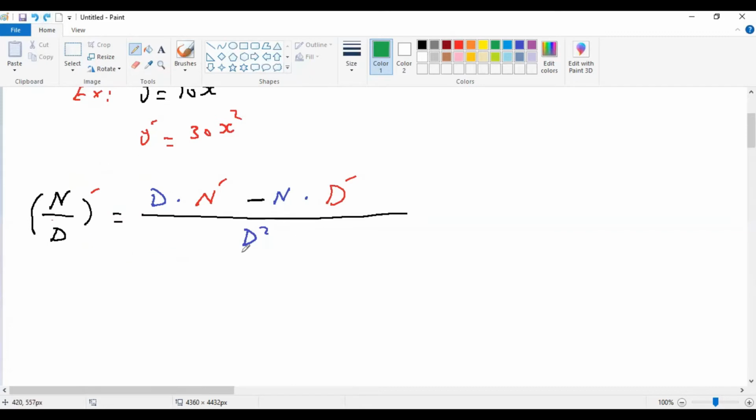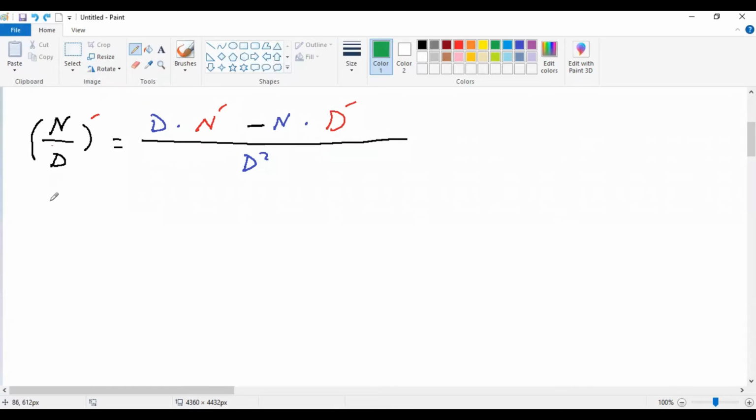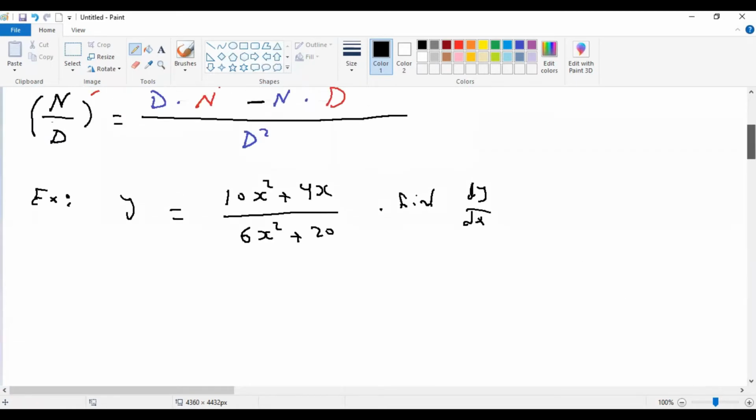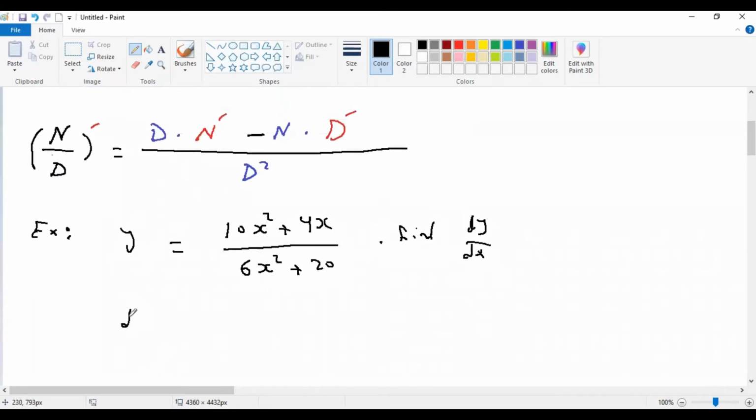Example, how to use this rule, which is called the quotient rule. Let us say I have y equal to (10x squared plus 4x) divided by (6x squared plus 20), for example. Now I want to find dy/dx, the derivative, or y prime.